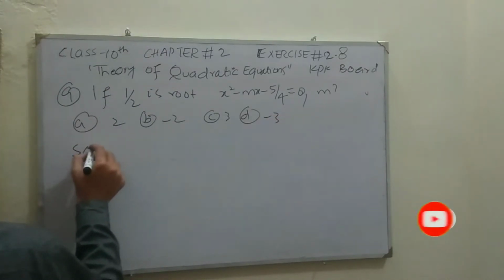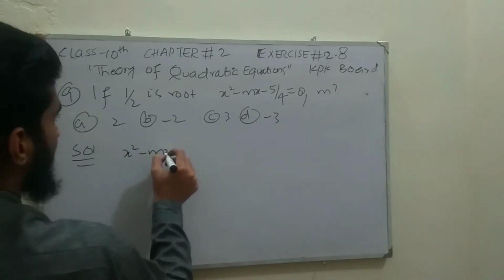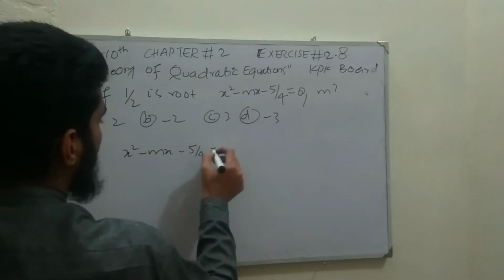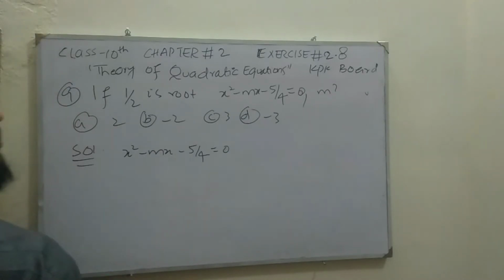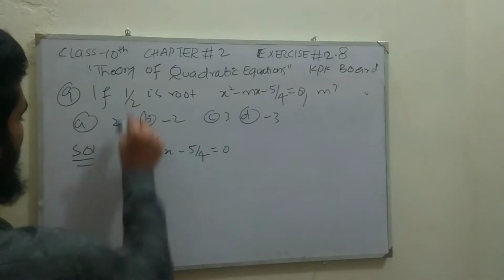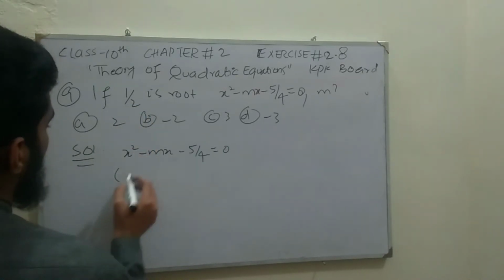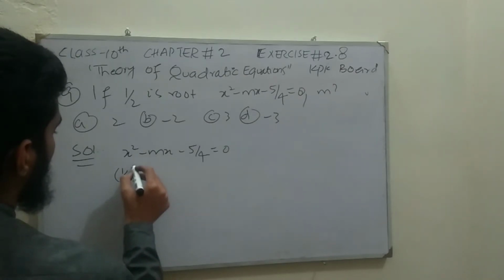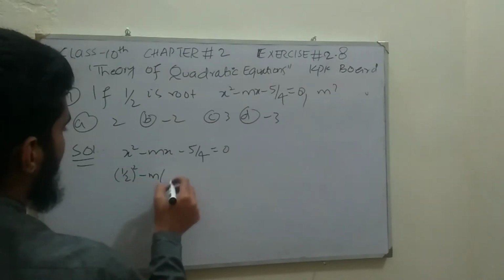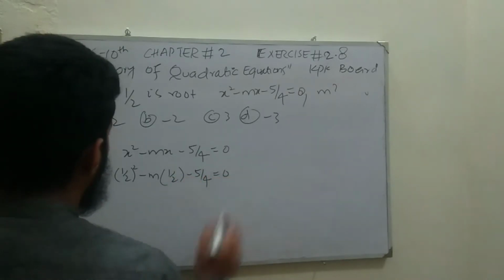Solution. Taking the given quadratic equation x square minus mx minus 5 over 4 is equal to 0. That tells us that 1 over 2 is the root. It means we assign the value of x as 1 over 2 in this quadratic equation. So we get 1 over 2 whole square minus m times 1 over 2 minus 5 over 4 is equal to 0.